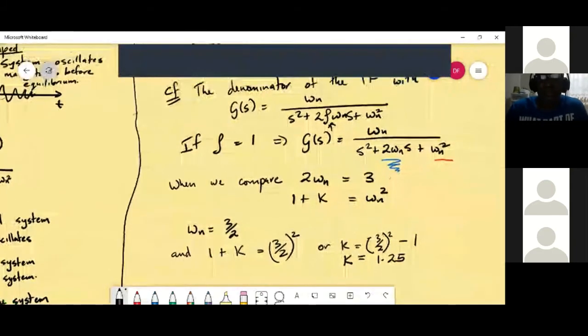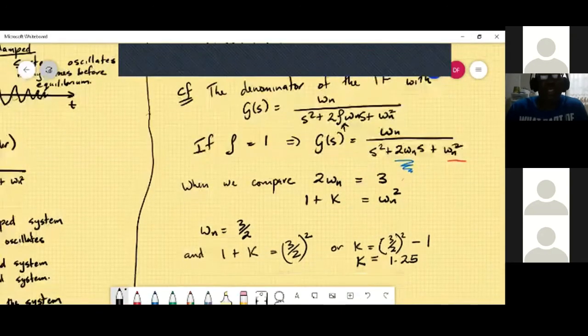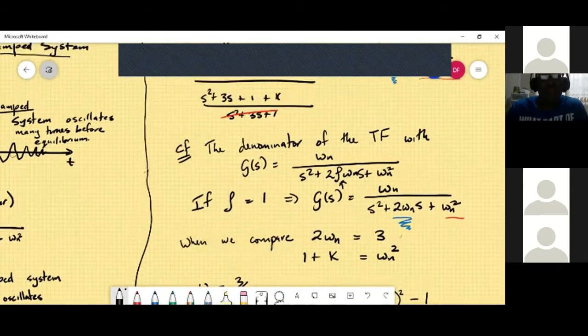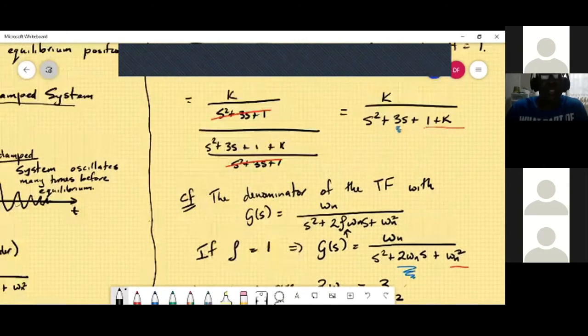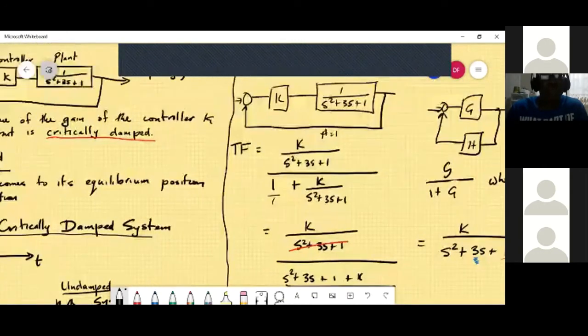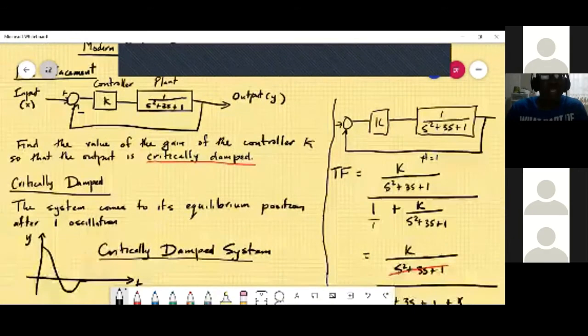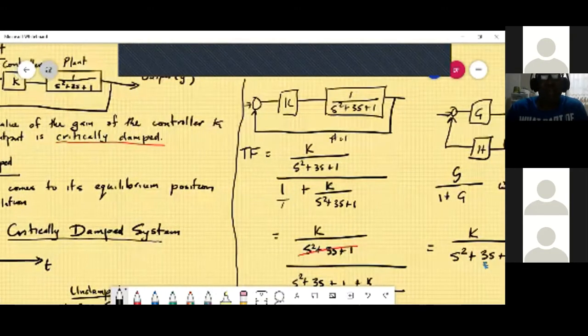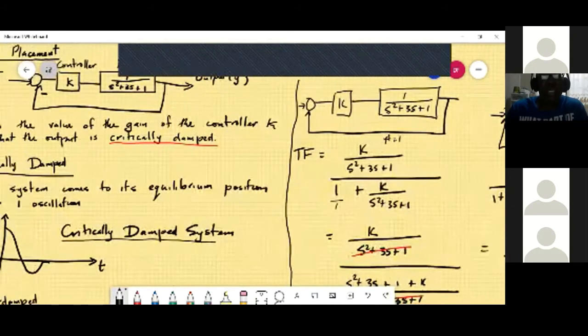All right, so that is what we did here, so we'll just rehearse what we did here. First of all, the problem says calculate the value of the gain of the controller K so the output is critically damped. Critically damped is a desired output, and that is what control is about. Control is controlling the output.